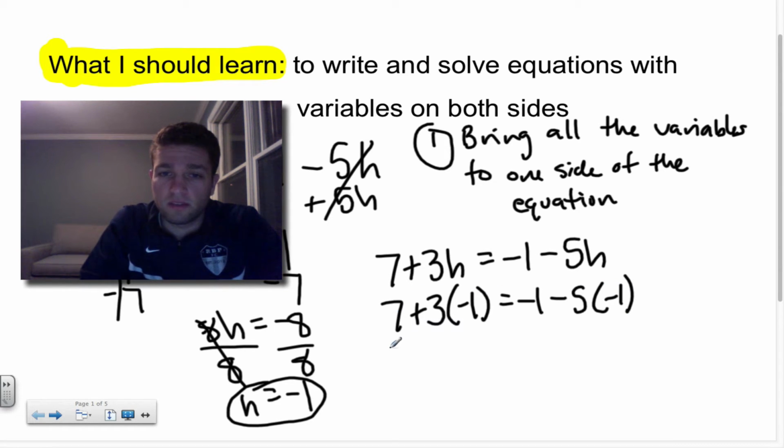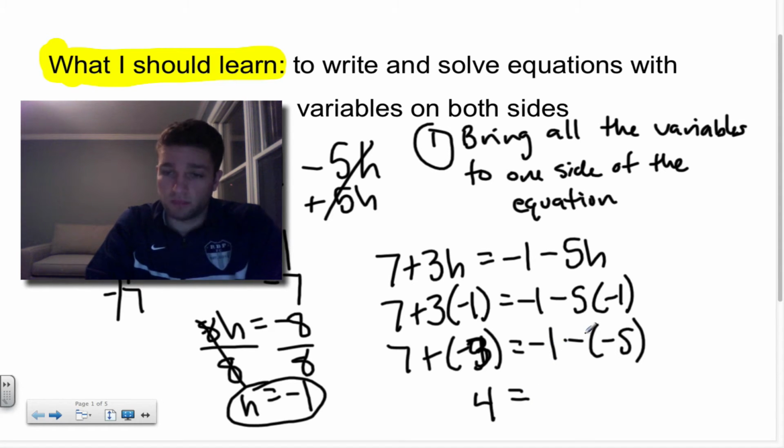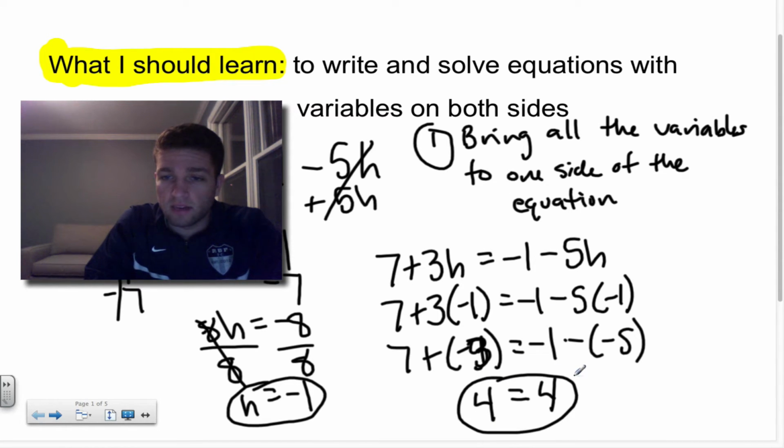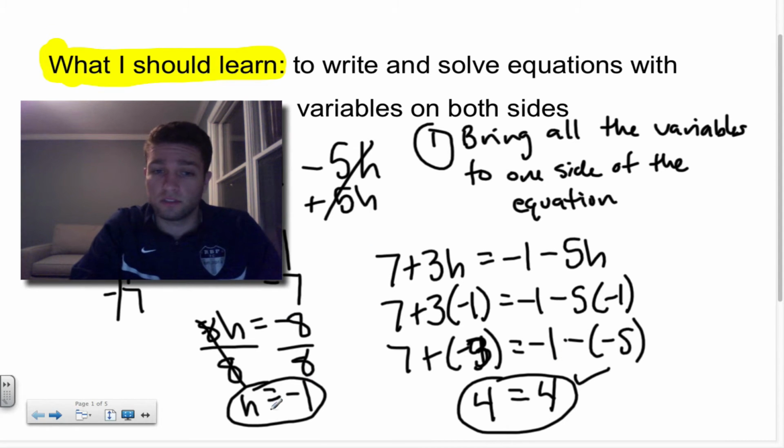So I'm going to have 7 plus negative 3 equals negative 1 minus negative 5. 7 plus negative 3 is positive 4, and negative 1 minus a negative is really plus a positive, so that's also going to be 4. And now I've got both sides of the equation set equal to one another. I know that my original solution of h equals negative 1 is correct, and that's how it's done.